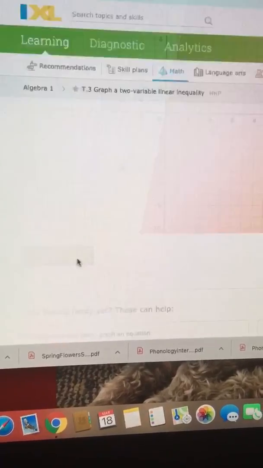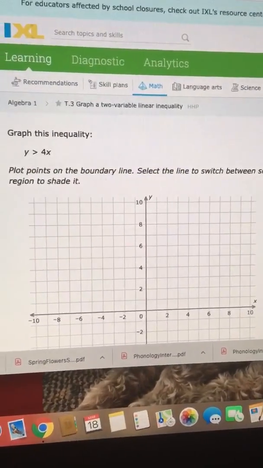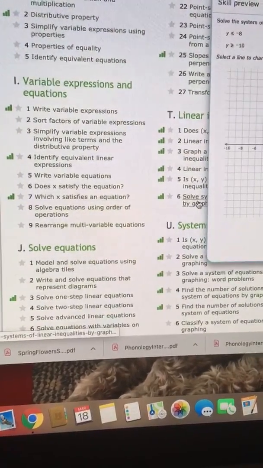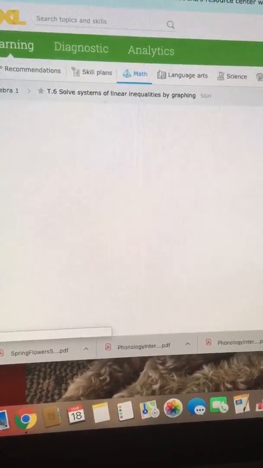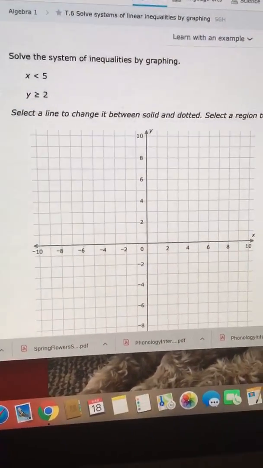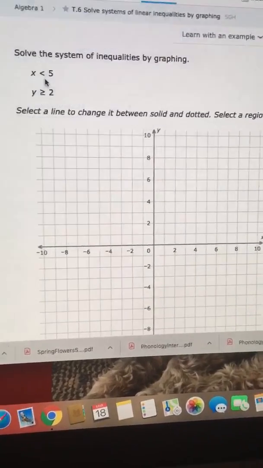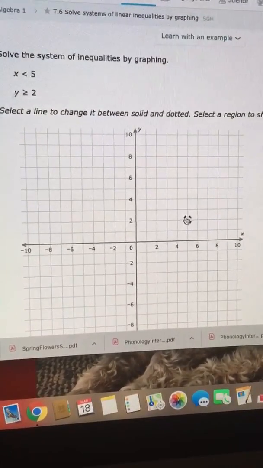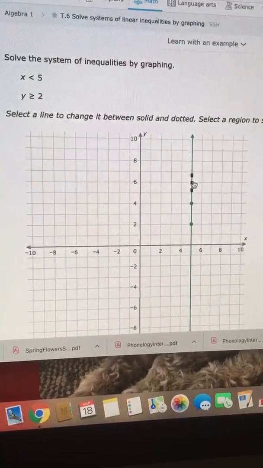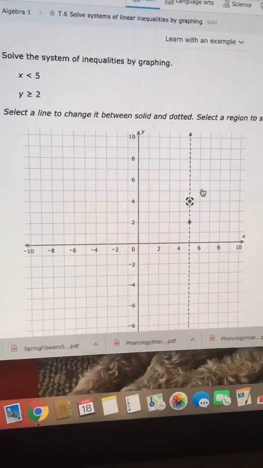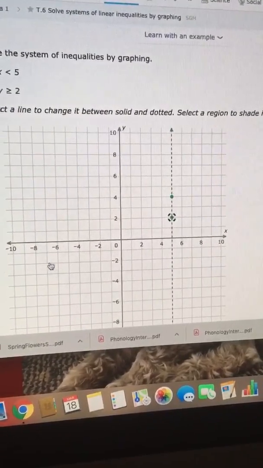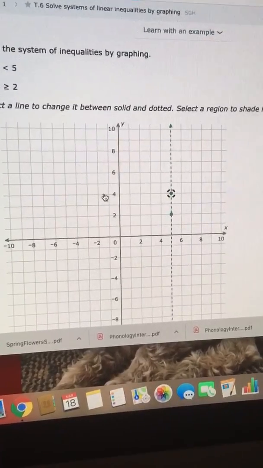And then T6 will be very similar. It's just that you're graphing 2 of these on the same plane. So I'm going to go back, and here's T6. Oh, of course, they don't give us slope-intercept form ones, but well, maybe we'll do 2. So x is less than 5, so we're going to have a vertical line at 5, and we want this one dashed. So when you put 2 points, you have to click the line again. That will make it dashed. And less than 5 is going to be somewhere over here. So we're already only thinking about shading over here.